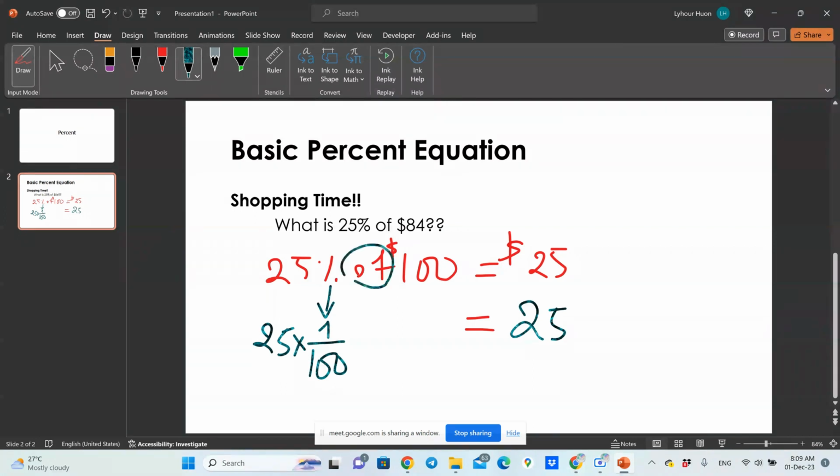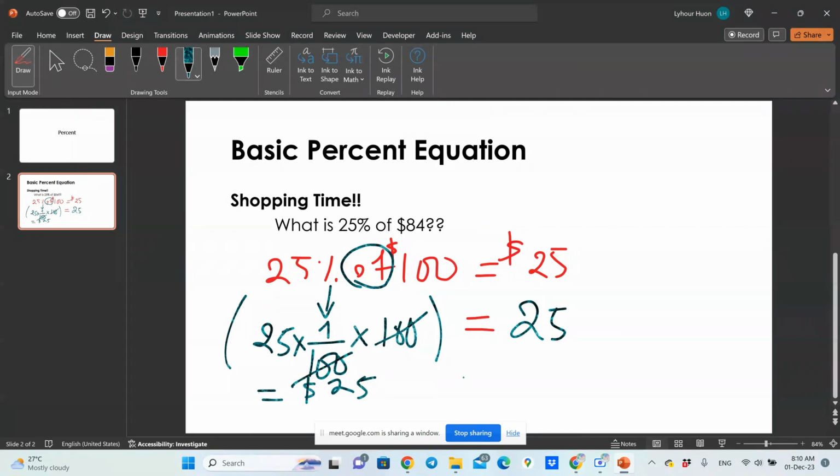What is the meaning of "of"? When we hear the word "of", do we divide or multiply? Multiply, yes. Of always means multiply. So multiply by hundreds. The result is 25 times 1 over 100 times 100, which is equal to what? We simplify 100 and 100, and then we get the result of 25. This is how we typically do it.